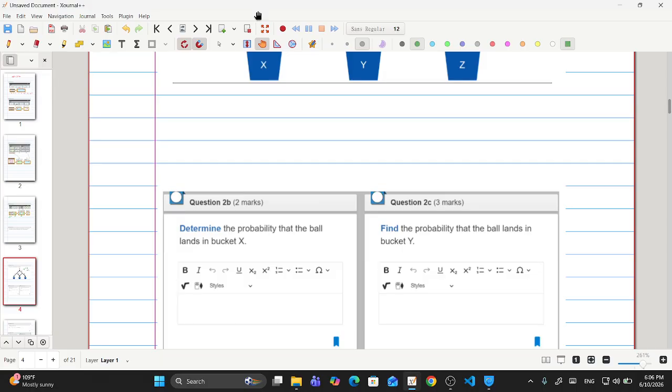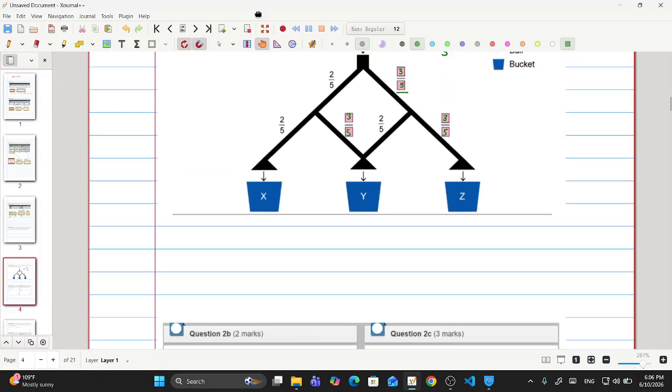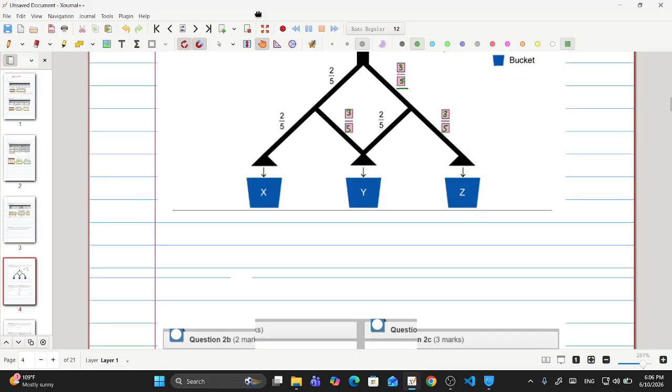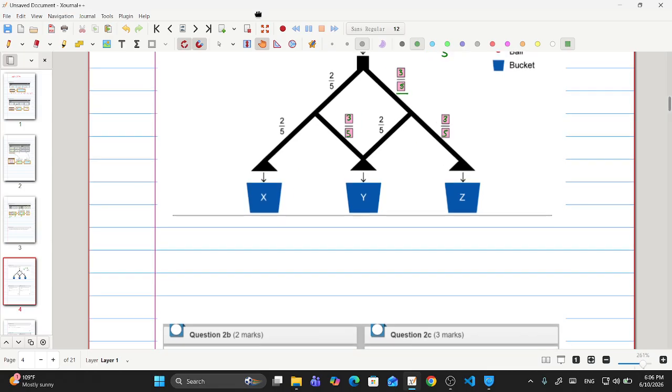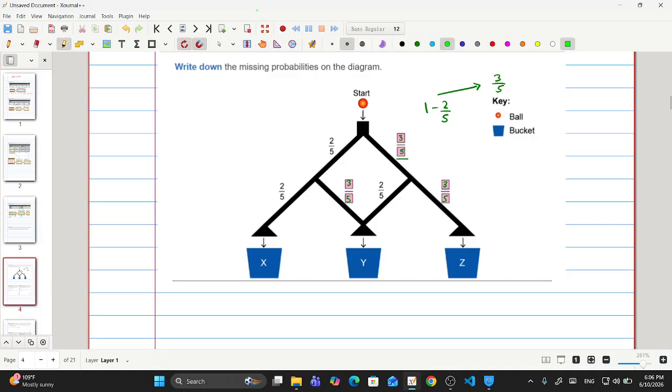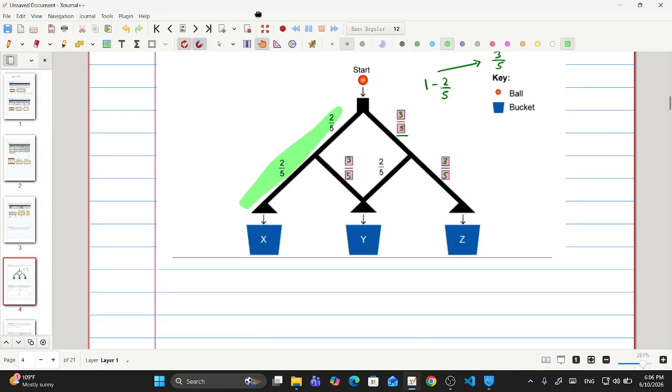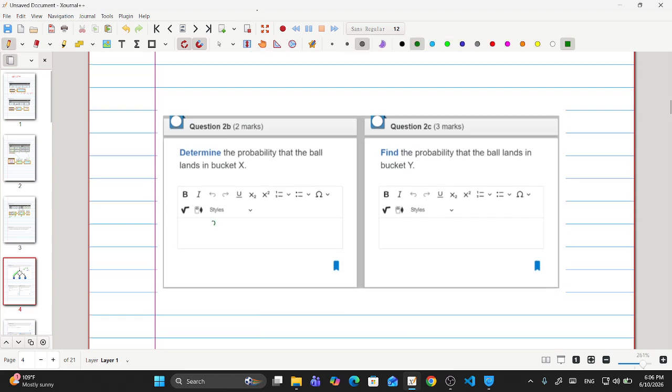Determine the probability that the ball lands in bucket X. So that's simple. The probability that it lands in bucket X can be understood by this one. This is the simple probability, right? So you can simply write this as 2 over 5 times 2 over 5. So that becomes 4 over 25. And if you want to represent this in decimals, that would be 0.16.